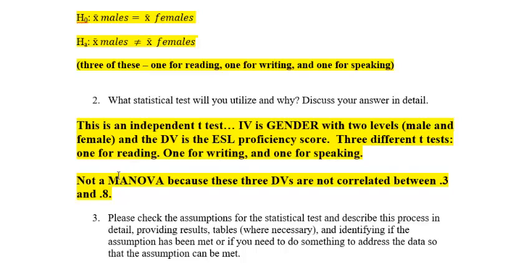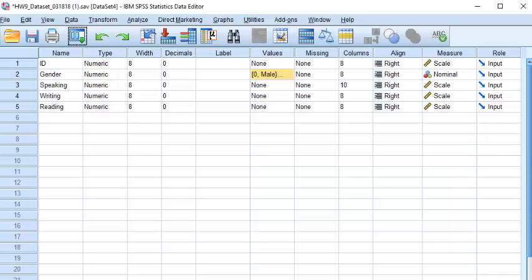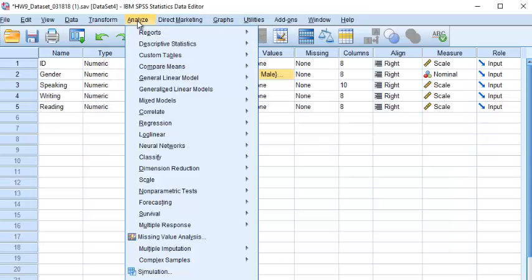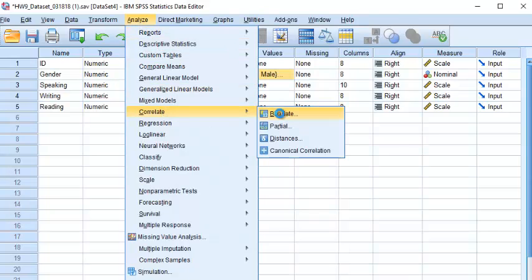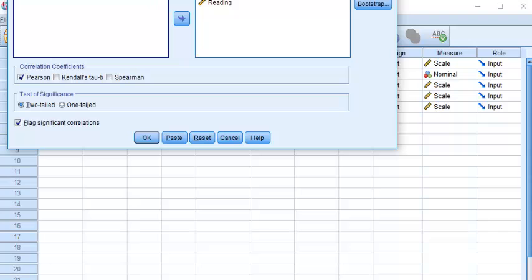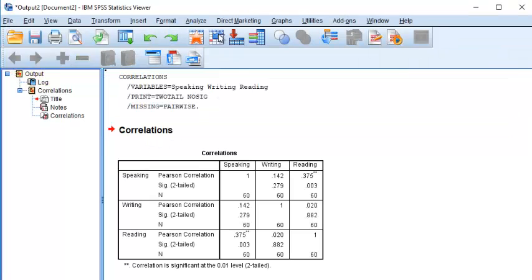Okay, this would not be a MANOVA, because your DVs are not strongly correlated between 0.3 and 0.8. Let me show you that real quick. 2 of them are, but 1 of them is not. So that's one of the big rules about running a MANOVA. I don't know if you're there yet, but your DVs should all be correlated between 0.3 and 0.8, unless there's some kind of theory going behind it.